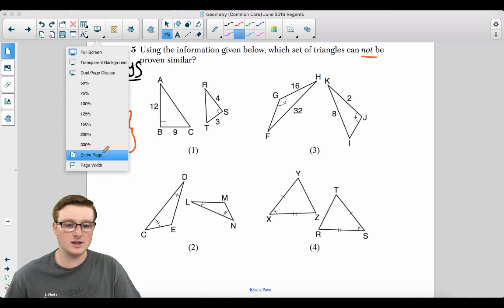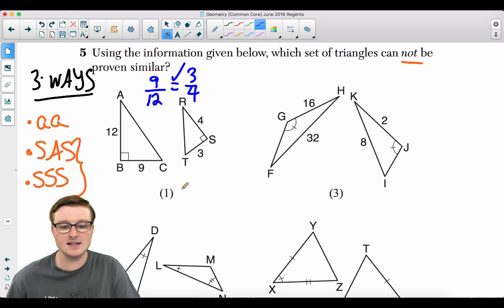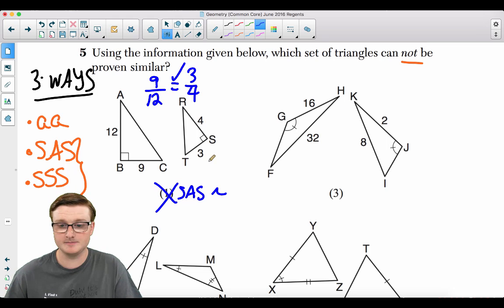So let's take it one step at a time here. Let's take a look at choice 1. Just by looking at it, it looks like side angle side. But let's make sure that these sides are in proportion. Is 9 over 12 in proportion to 3/4? Yes, it is, because 9 over 12 is equal to 3/4. So that actually works, and this is side angle side similarity. So this is wrong, because we're looking for the one that's not proven similar.